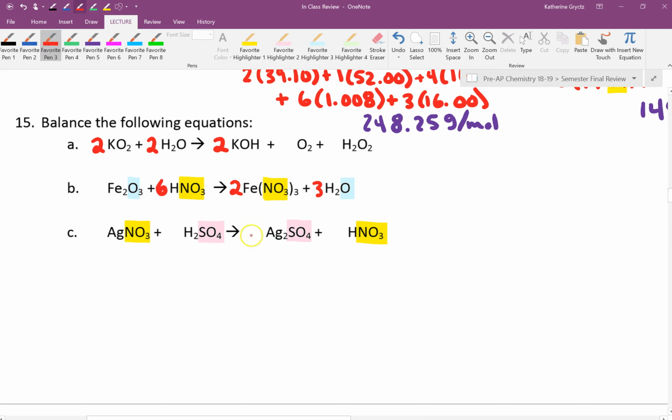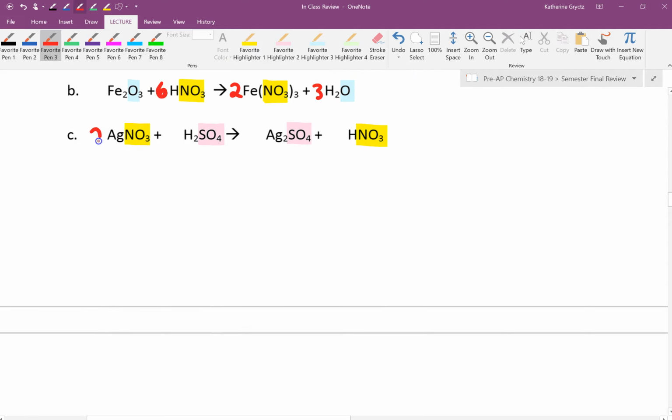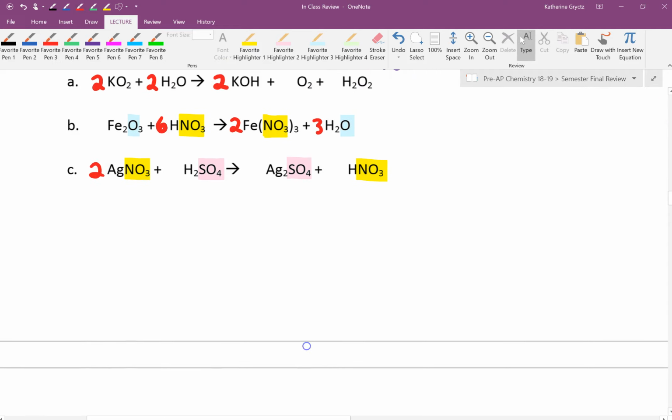So I'm going to start off and balance my silvers, my Ag's. So I'm going to need to put a 2 right there. Okay, then I'm going to balance my yellows, my nitrates. So I have 2 NO3s on the left side, so I'm going to have to put a 2 for the NO3s on the right side.